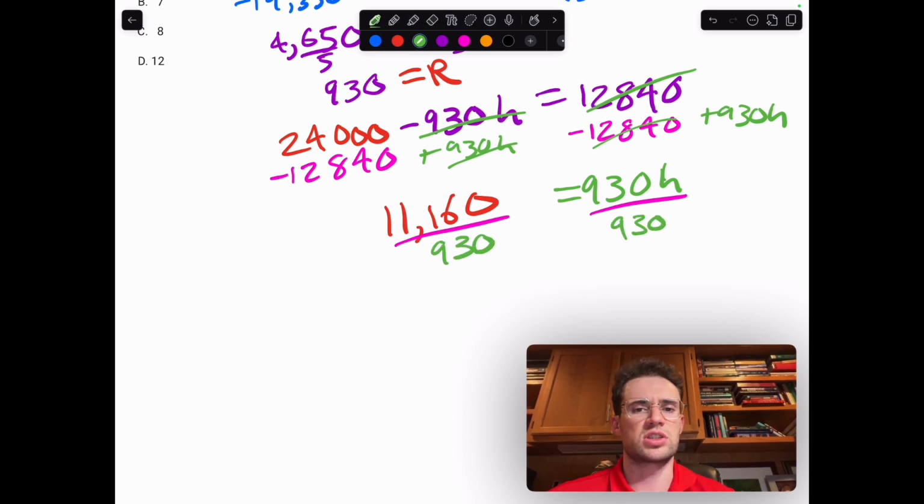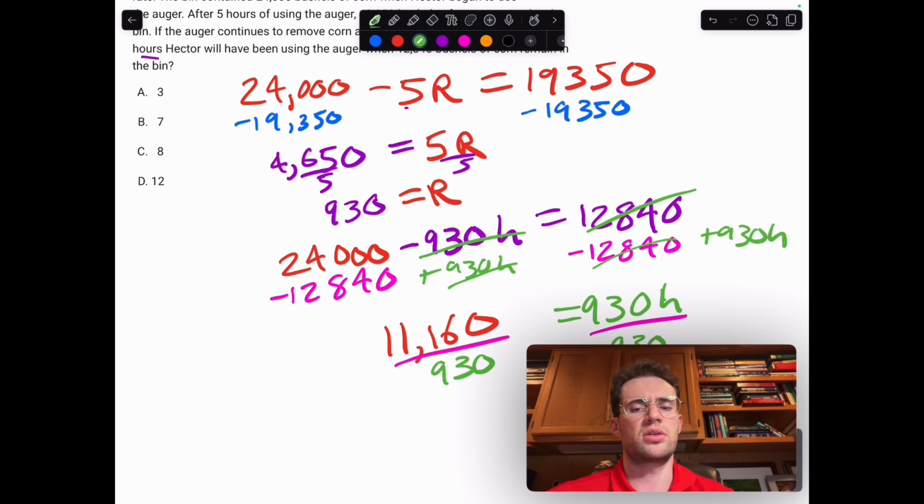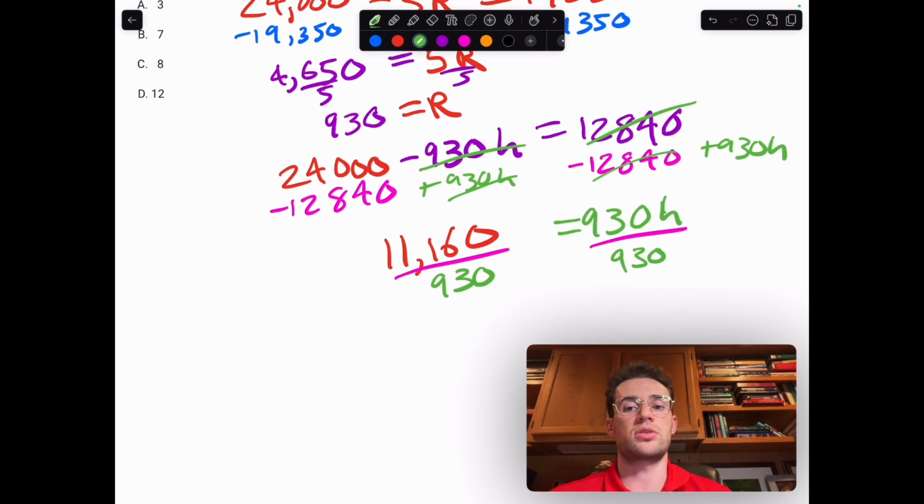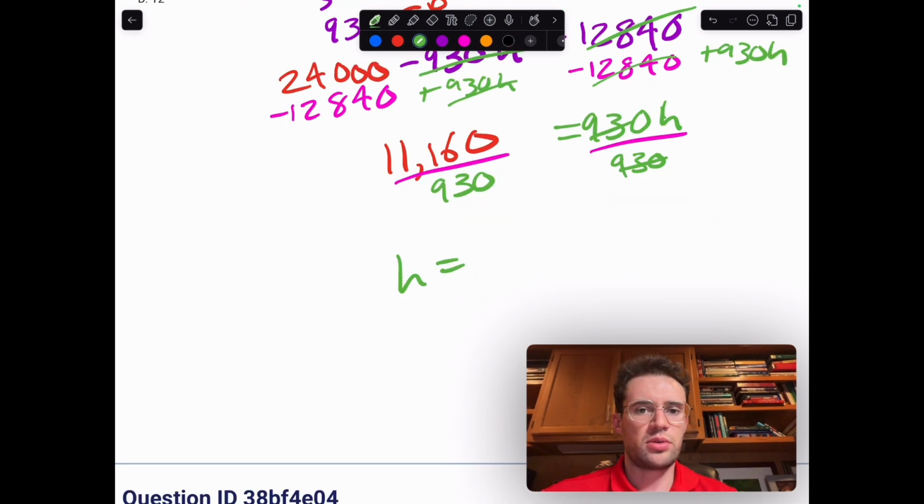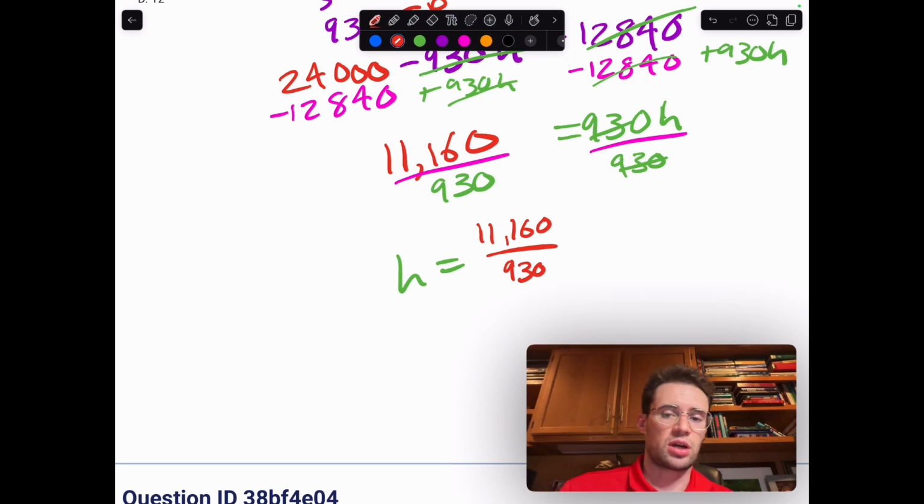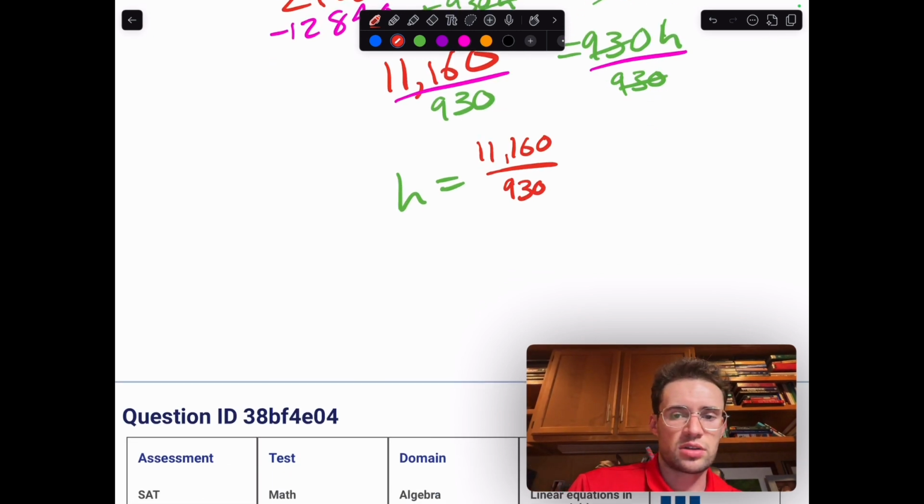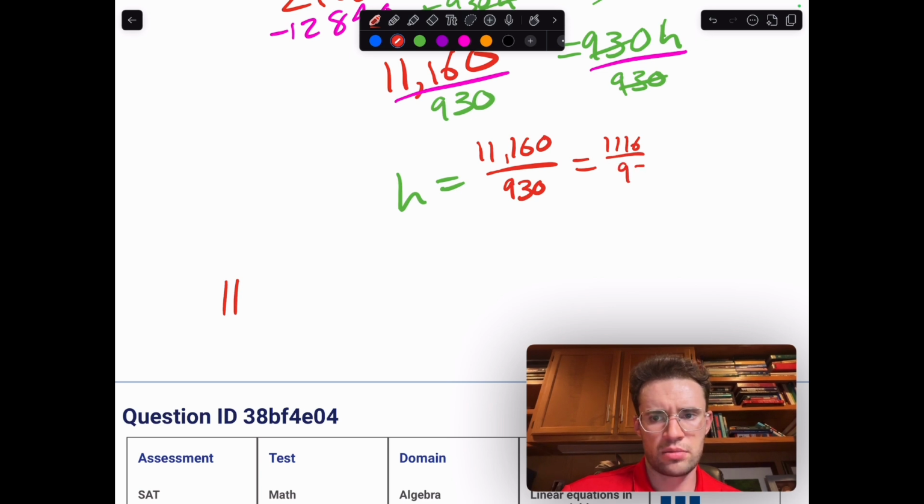So there's kind of 2 questions in one. First, let's find the amount it goes down per hour, and then use that amount it goes down per hour to find how many hours it takes to get to 12,840. H is equal to 11,160 over 930. Now, if you're on the test, just type this into your calculator. I do not have my calculator on me, so I'm just going to do long division. It's going to be the same as 1,116 over 93, divide both by 10, like that.